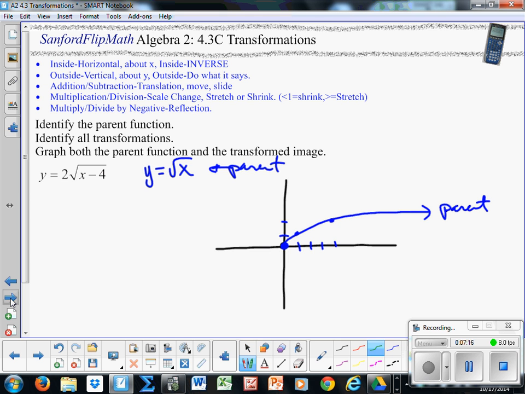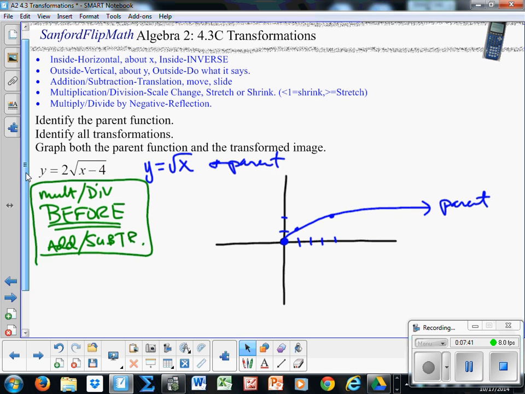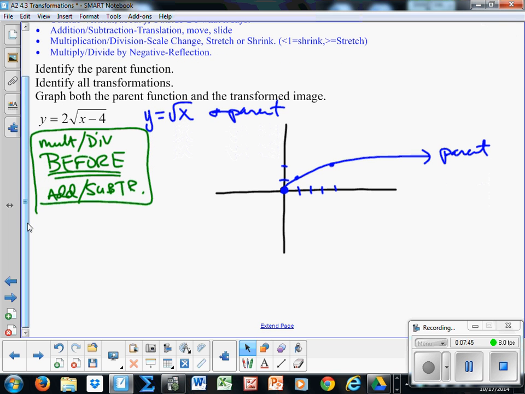Okay, all right. Anything dealing with multiplication or division has to be done before anything dealing with addition or subtraction. Okay, this is a big deal. This is like a, please excuse my Aunt Sally issue. This is an order of operations issue. Anything dealing with multiplication or division must be dealt with before any addition or subtraction.